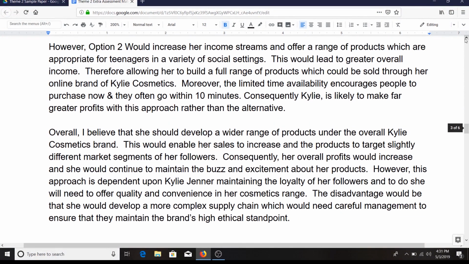I've gone down too far there. So counter argument identifying this. Okay, this would lead to greater overall income. Yeah, okay, all right. And once again, the application looks strong. And then we've got that aim judgment, answering the question, justifying the answer. It depends upon, and most importantly. How good is the application? Is that 9 out of 9?